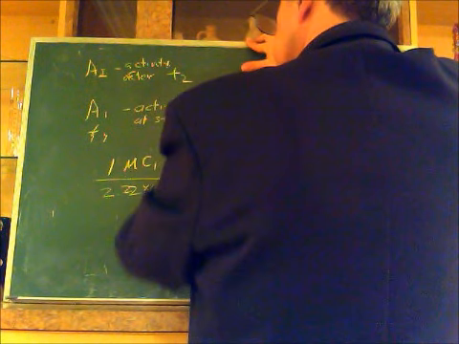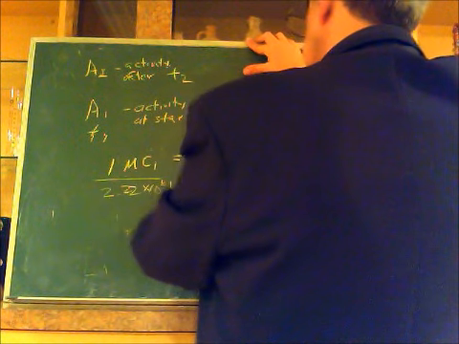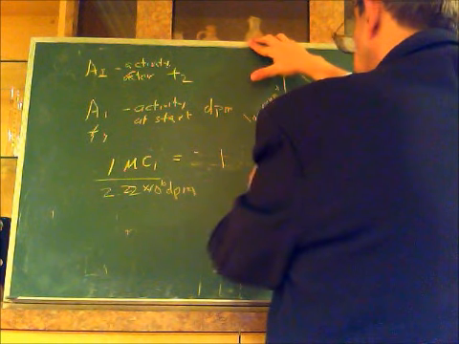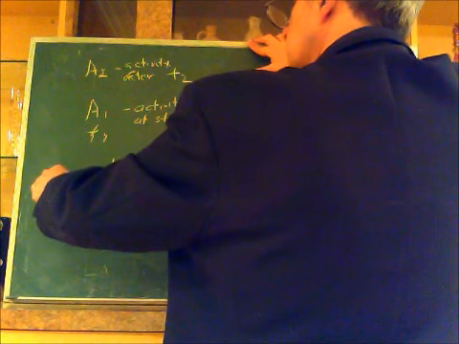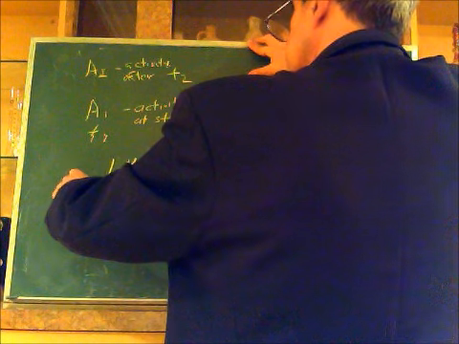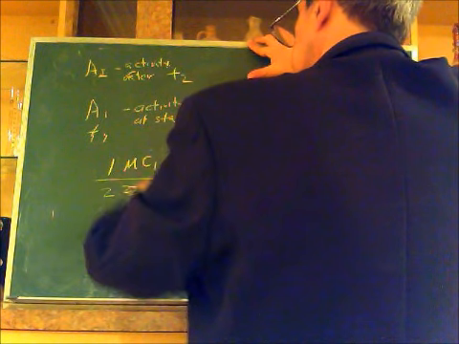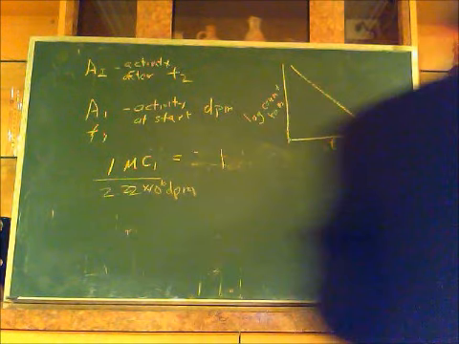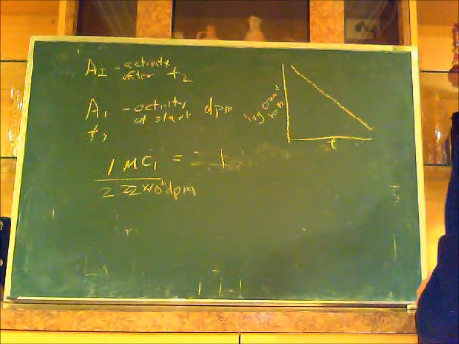Or the inverse of that is also true. The 2.22 times 10 to the 6th DPM over 1 microcurie is equal to 1. And then that becomes a conversion factor. If we've got DPM already and we want to go into microcuries, we would use this relationship. If we had microcuries and we wanted to go to DPM, we would use the inverse of that in order to find the DPM. That's the example on the bottom of page 19.